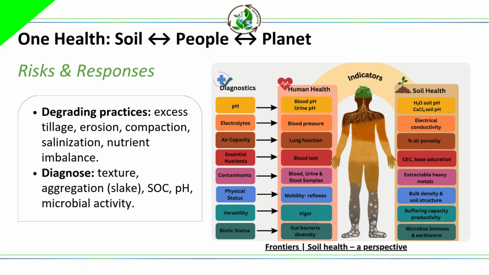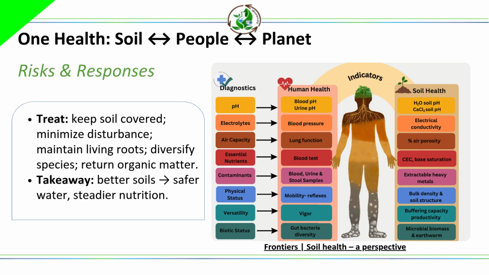However, we can diagnose these problems by checking soil texture, doing a slake or aggregation test to see if soil crumbs hold together, measuring soil organic carbon or SOC, testing the pH, and even observing if there's much microbial life. Identifying these issues is the first step to fixing them. Remember, what's bad for soil can eventually be bad for people through crop failures or pollution. In the One Health view, fixing soils helps heal people and the environment. So if you spot a soil problem, think, how can we solve it to protect our food and water?